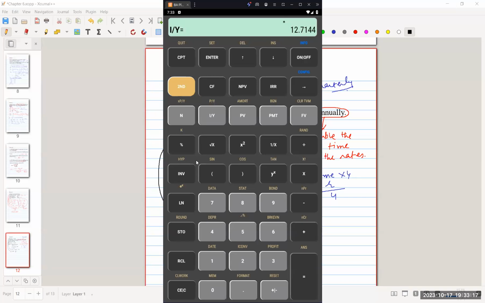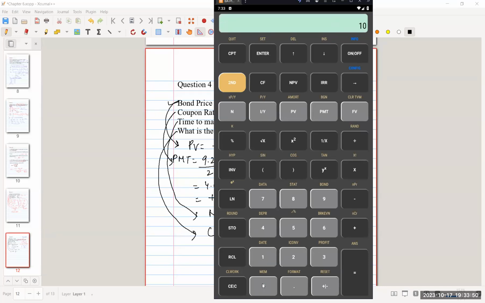Strange. Let's check. So this is my previous working. I'm going to clear it off, and then I'm going to use second function, clear TVM. What are my inputs? 1,000 going into the future value. Then do I have a price of this bond? What was the price? 1,040. Thank you. 1,040 is the price which I pay today, so that is going in as negative, minus 1,040 as present value.